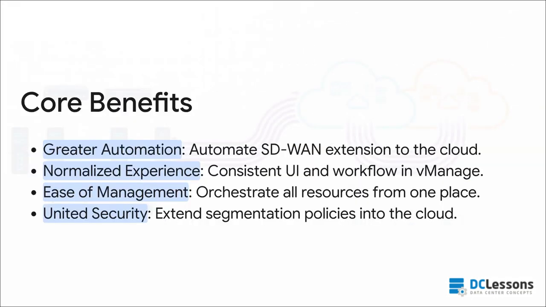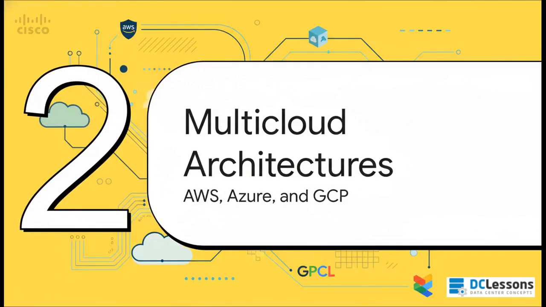So, what's the bottom line? Well, we're talking about automating the entire process of extending your SD-WAN, which can literally turn days of work into just a few hours and slash human error. You get a consistent experience, so your team doesn't have to be experts in the networking quirks of every single cloud provider. It's all managed from one spot, vManage. And maybe most importantly, your security policies and network segments just extend right into the cloud, giving you the same posture everywhere. Okay, let's switch gears and get into the architecture.